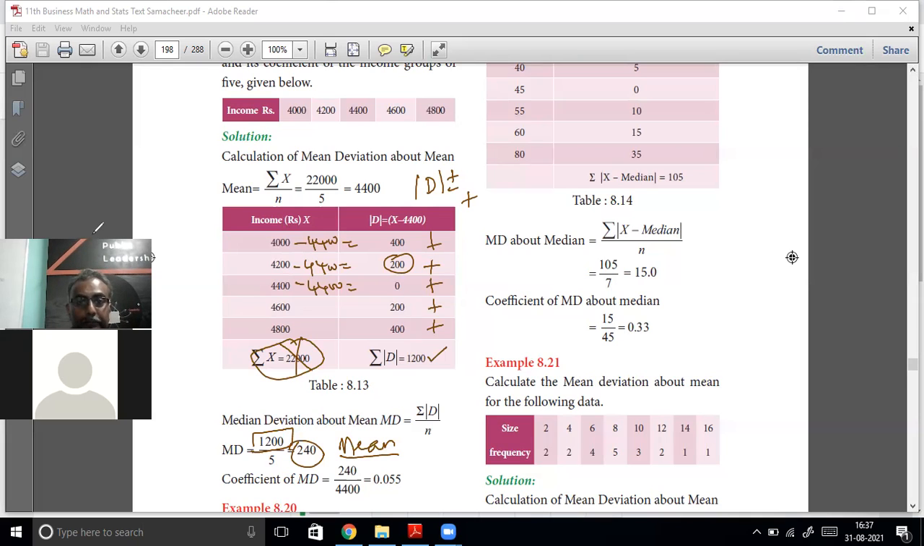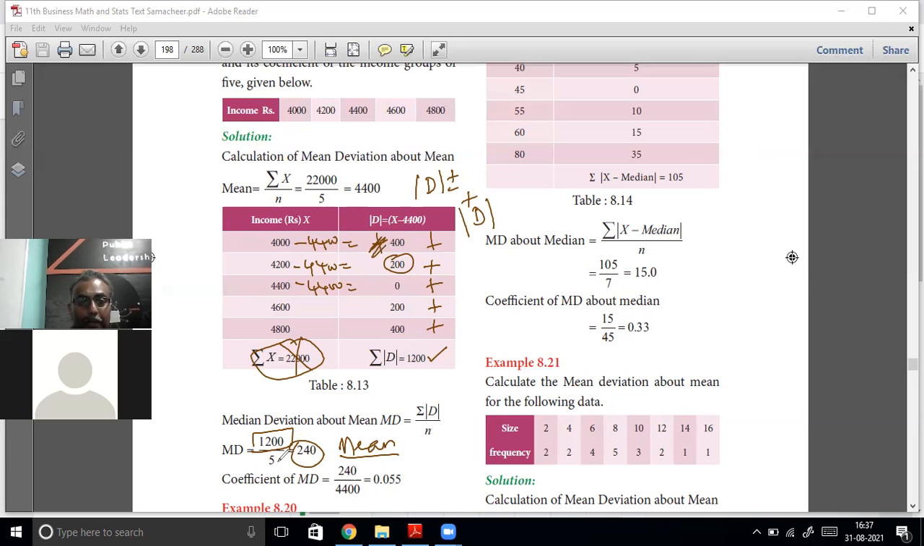Right, uncle. Quick question. The symbol is changing. The symbol is changing. You have to take only the modulus value. Whatever the symbol, minus or plus, doesn't matter. You just have to sum up the modulus. You know what modulus is, right? Absolute value. Absolute value only you have to take. So no minus, plus and all here. So mean deviation, this is the thing. That is why you get 1,200.